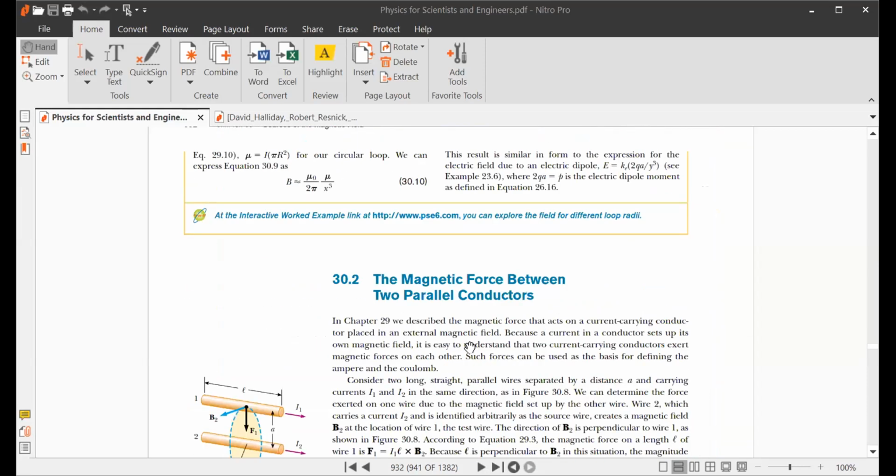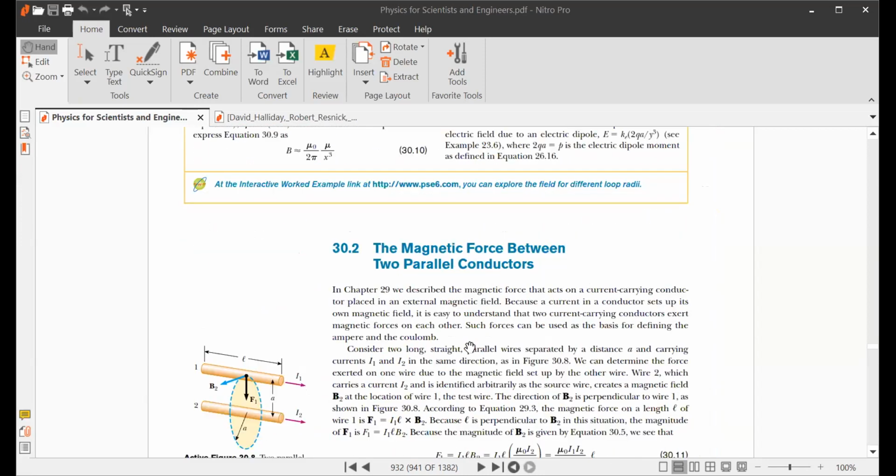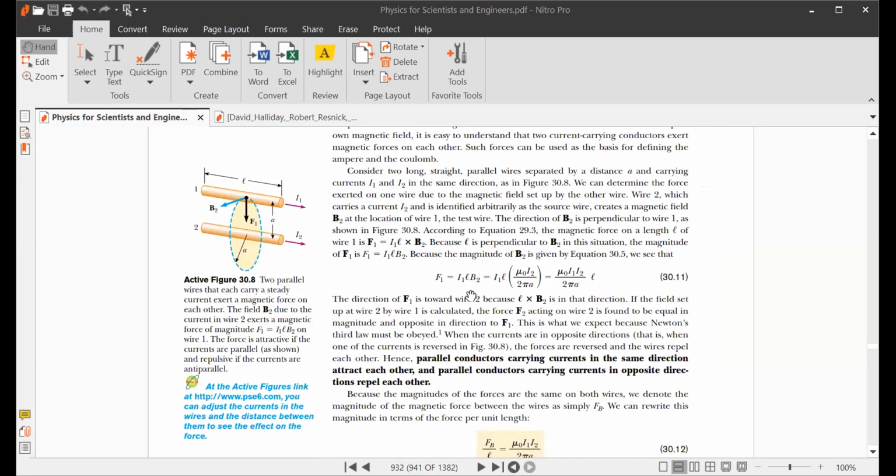Okay, we also discussed the force between two parallel conducting wires, okay? This F1 acts on the first wire, and F2 also acts on I2, the second wire, okay? They have opposite directions, but the sum is 0.